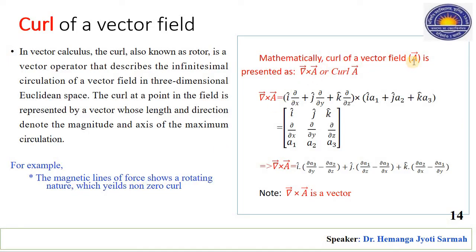Mathematically, curl of a vector field A is represented as the cross product between the del operator and A. After simplification, we'll have an expression like this. Please note that curl of any vector field is also a vector.